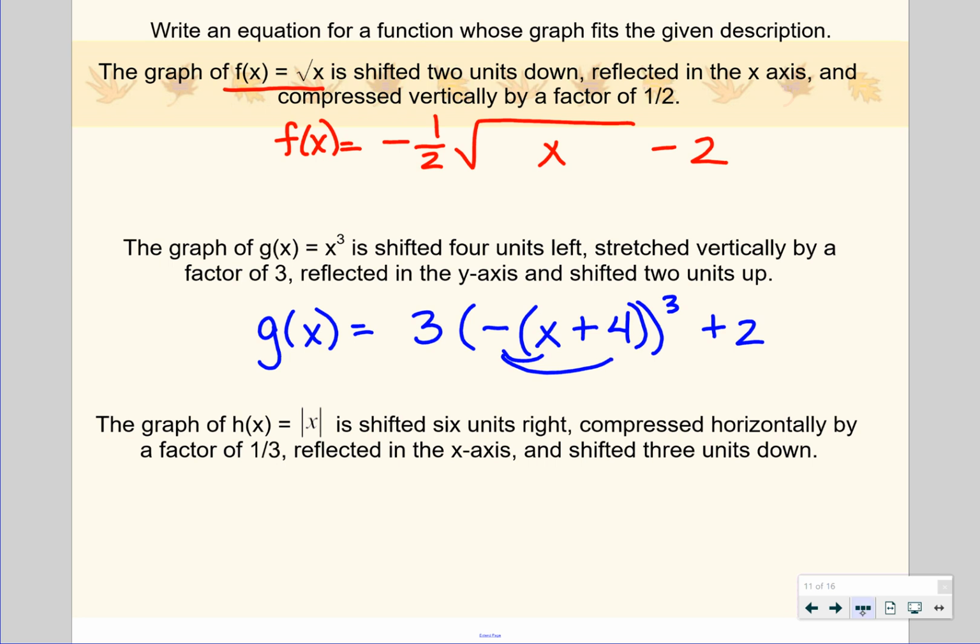All right, last one we'll do together. H of x is an absolute value function. So h of x equals absolute value of x. First thing I want to do is shift it 6 to the right. How do I do that?